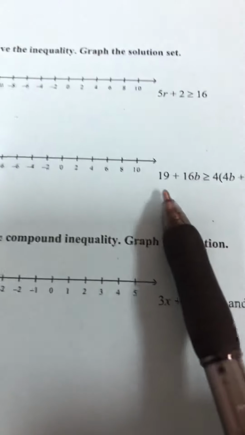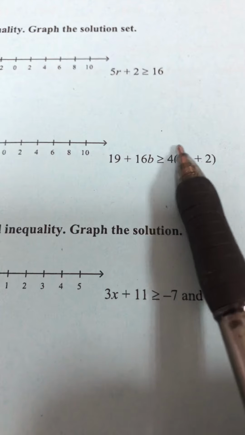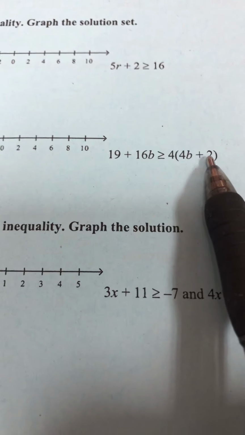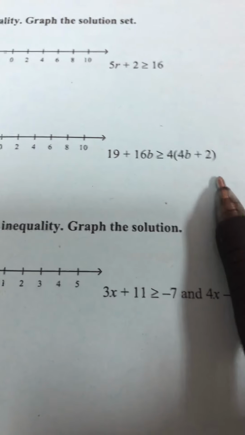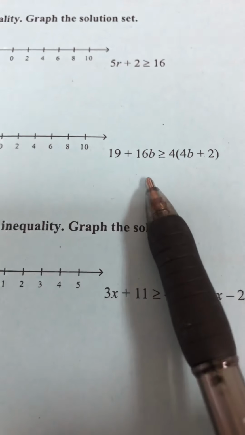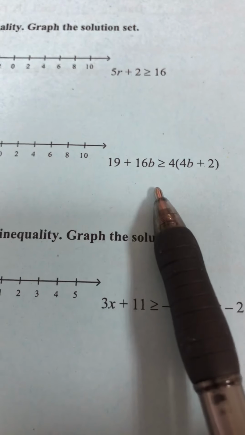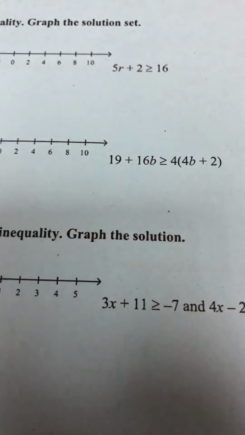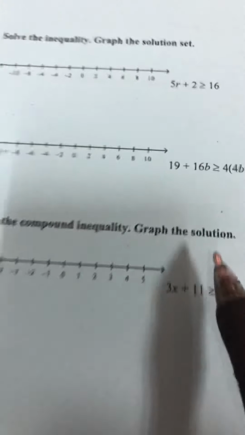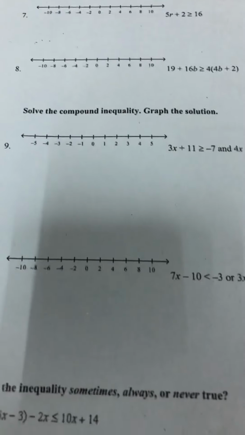For number 8, what you're going to need to do is the distributive property. So 4 times 4b is going to be 16b. 4 times a positive 2 is going to be a positive 8. And then you're going to have to get your b on one side, isolate that variable, and figure out what b is greater than or equal to, or if it becomes less than. If you have to do any switching around, just solve for b there and graph that.